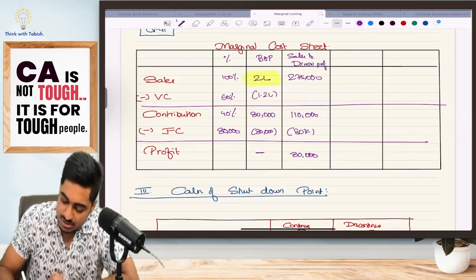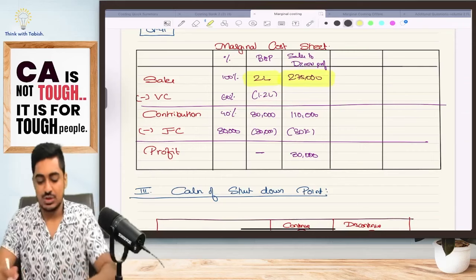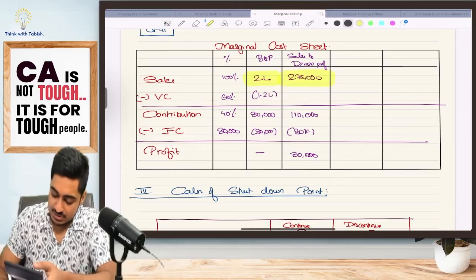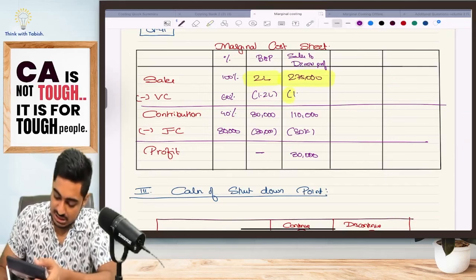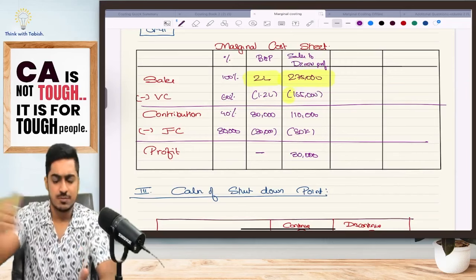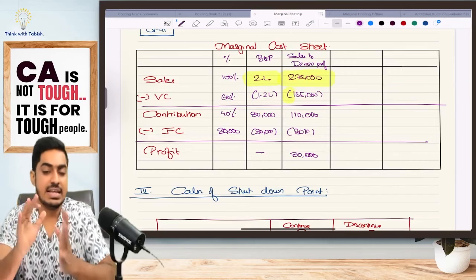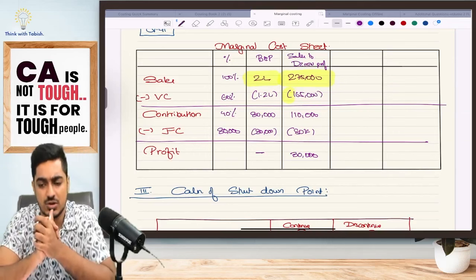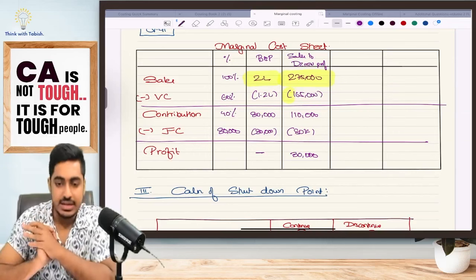If I make a sale of 2,75,000, 60% will go off as variable cost, that is 1,65,000. Still, I have 1,10,000 as contribution. From that, I have paid 80,000 fixed cost, and 30,000 is my profit. Till here, is this clear, everyone? Give me a confirmation. Yes or no? Yes, sir. Till here it is clear.